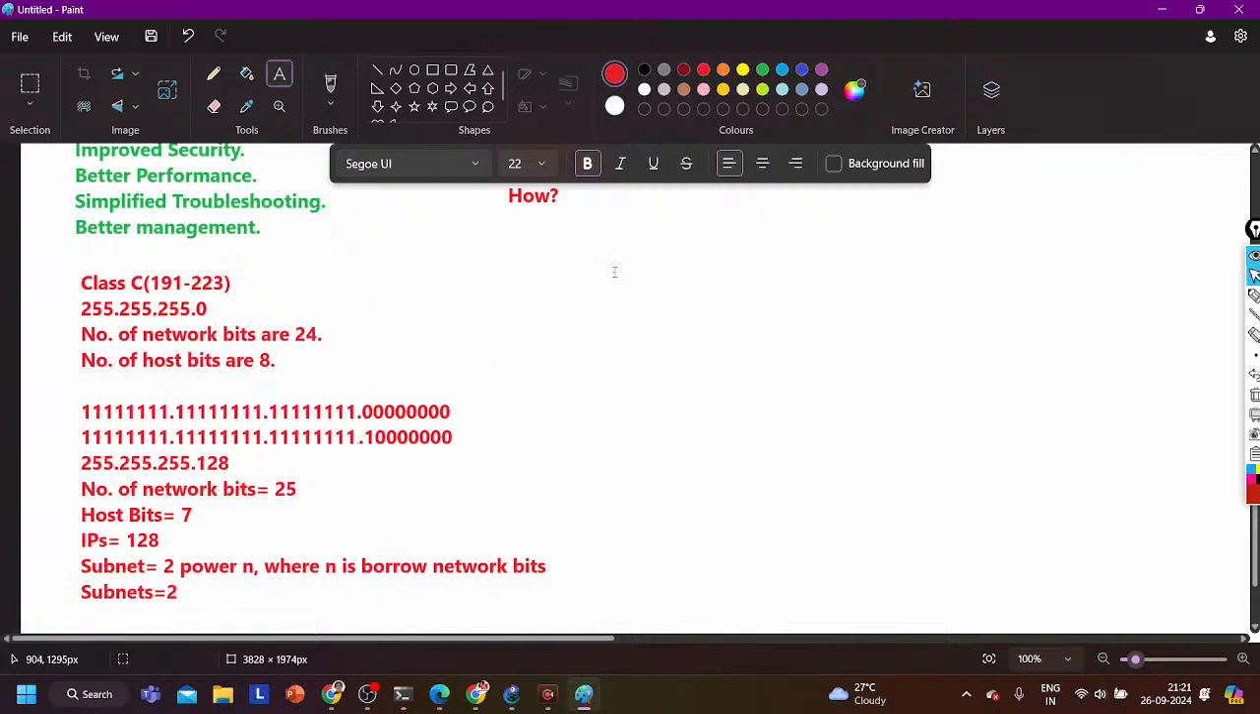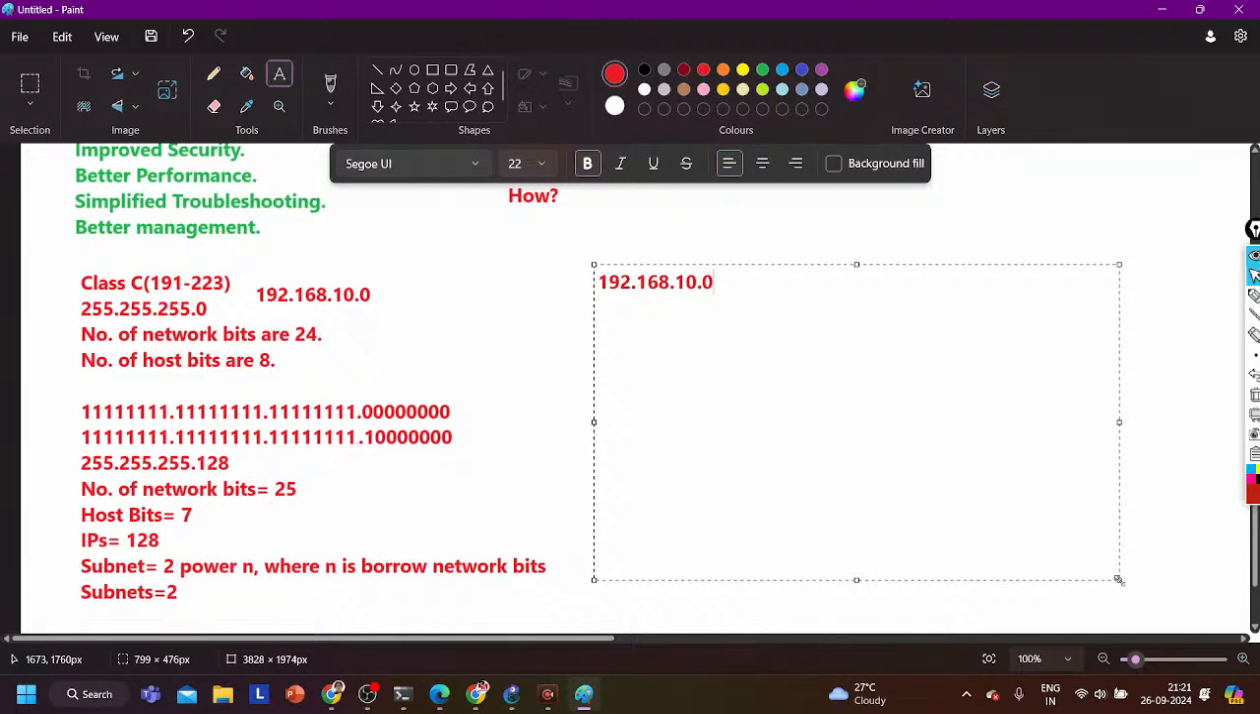The first subnet is 192.168. Let's say your main subnet is 192.168.10.0. This is the main subnet. So the first subnet will be the same, 192.168.10.0. But with the help of subnetting, I have divided it into 2 parts. So what will be the network ID of the second network?